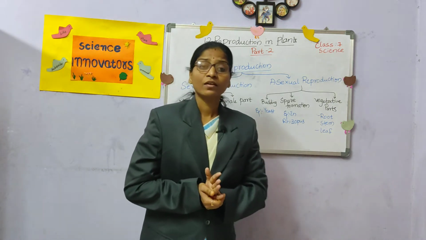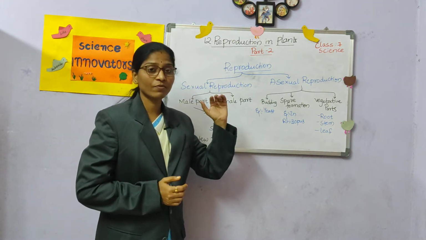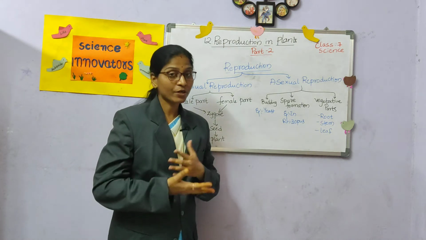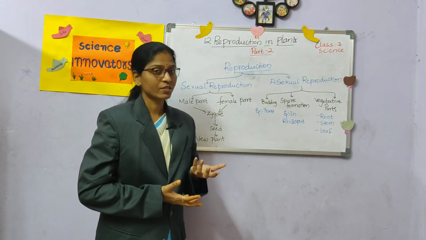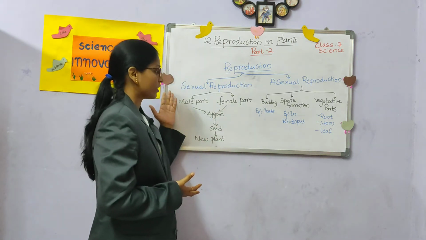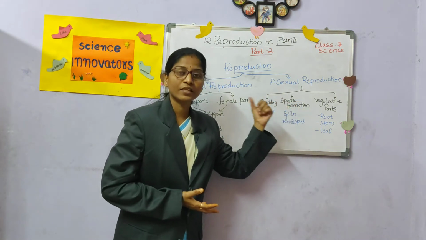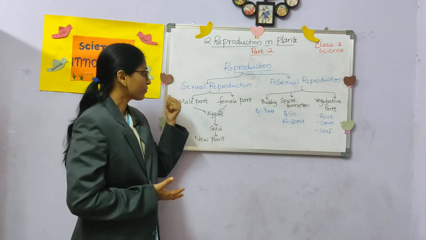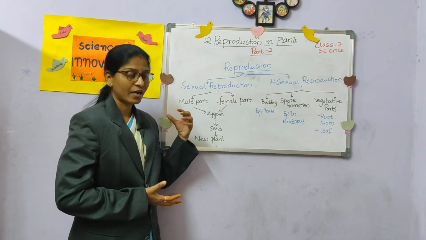So children, reproduction is of two types. The process of reproduction is to produce a new plant. This new plant will be produced in two different ways, through sexual reproduction and asexual reproduction. In sexual reproduction, there will be a male part and a female part.